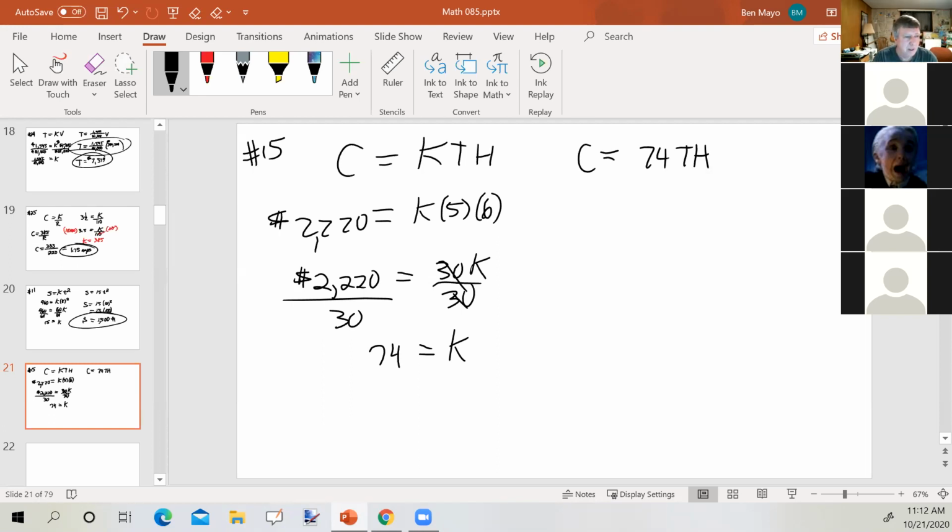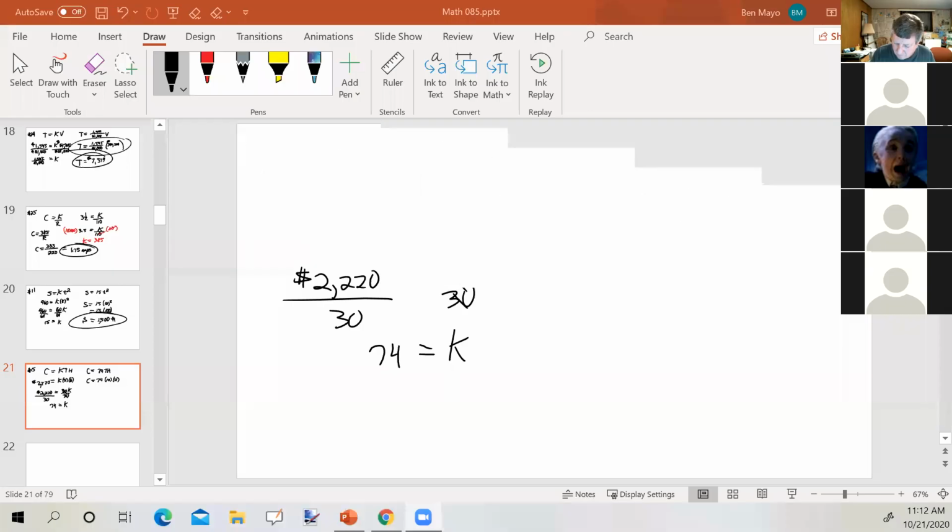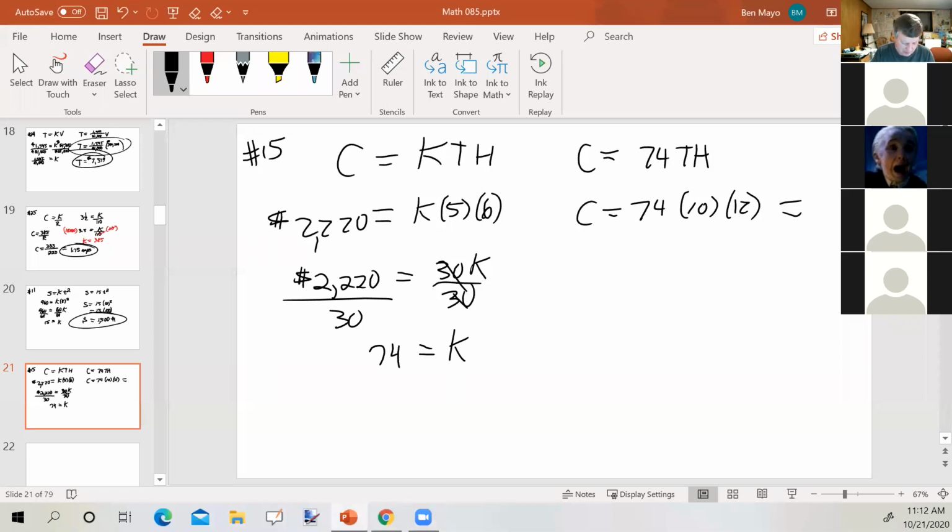All right. Find the cost of using 10 trucks, each for 12 hours. So C equals 74 times 10 times 12, which is going to be, let's see here, 74 times 10 times 12. The cost is $8,880.